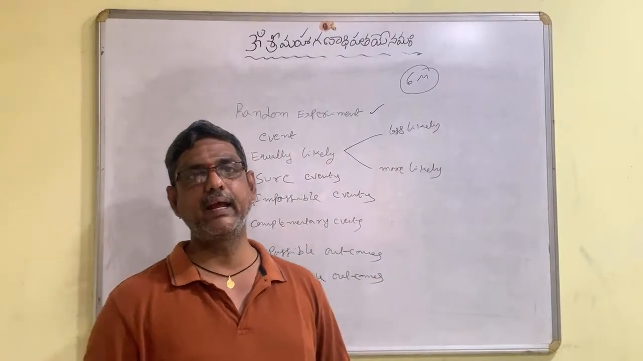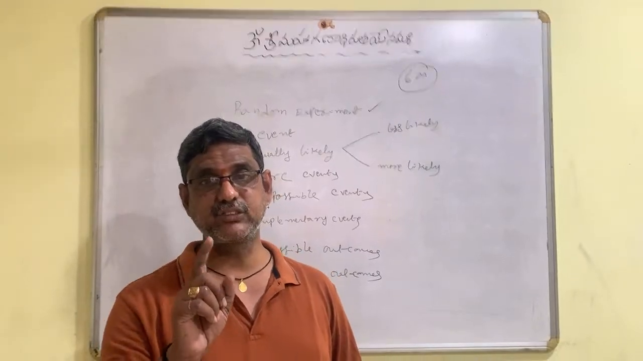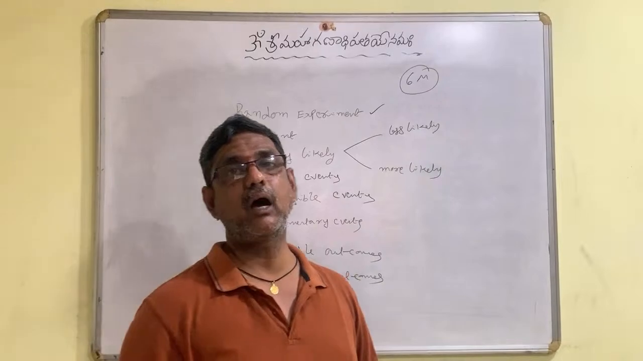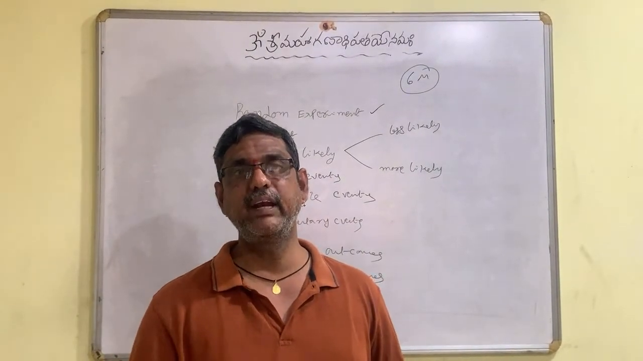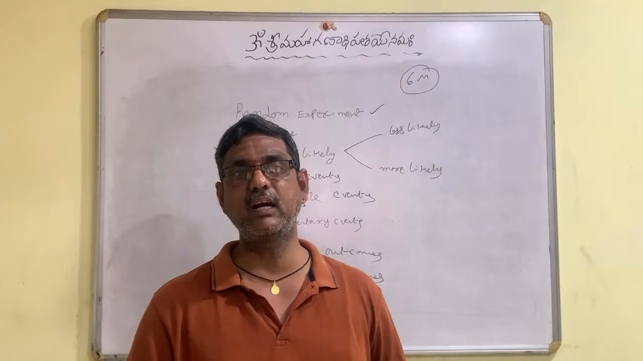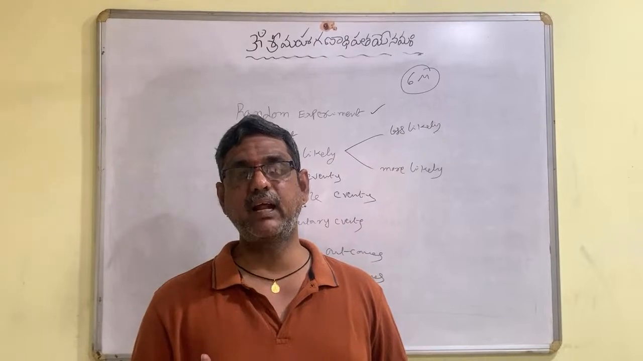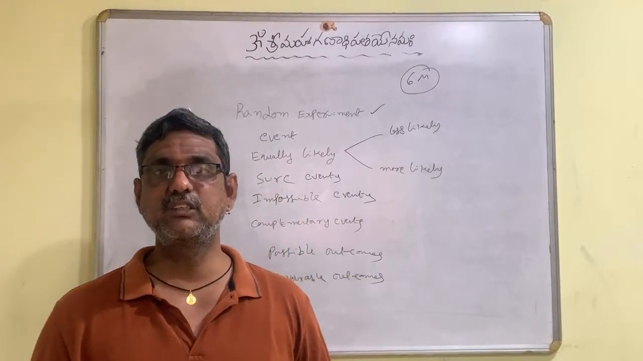Examples: rolling a die, tossing a coin. But we can say the possibilities. Example, tossing a coin. What is the outcome? We don't know. We need to complete the experiment. We cannot say that head will come or tail will come. But there are only two chances, either head or tail. These are the possibilities.